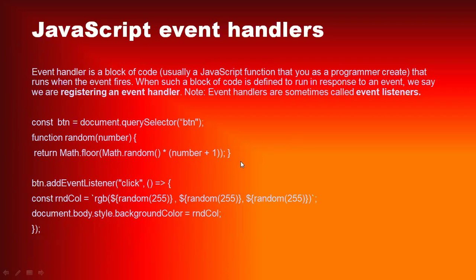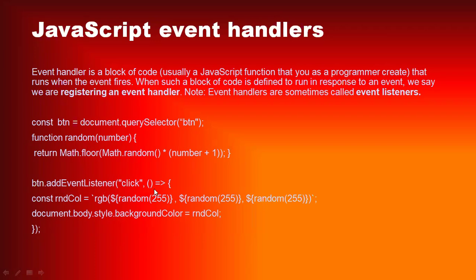Then we add the listener. The function random is available, but upon clicking on the button, it has to be called. So we write btn.addEventListener, which is already available in JavaScript. You need to add the event listener, and we go with click.